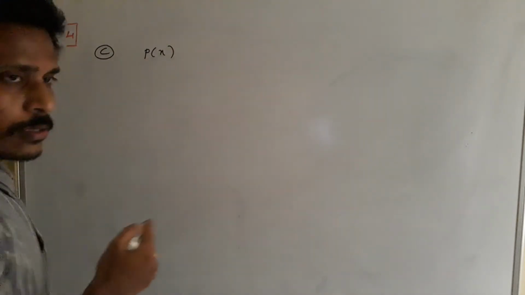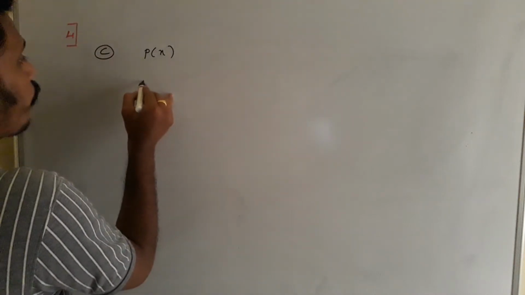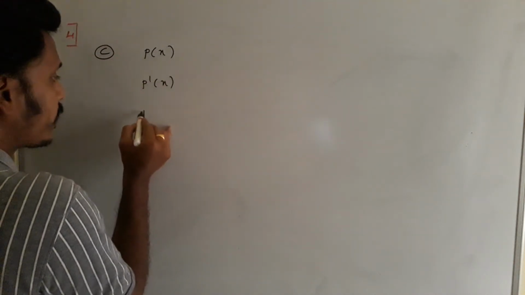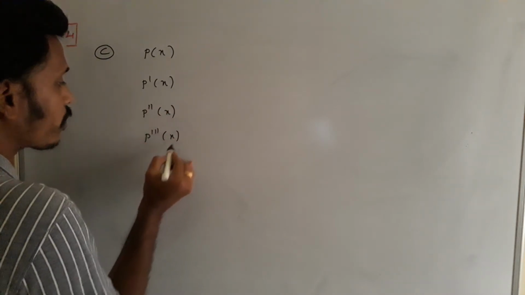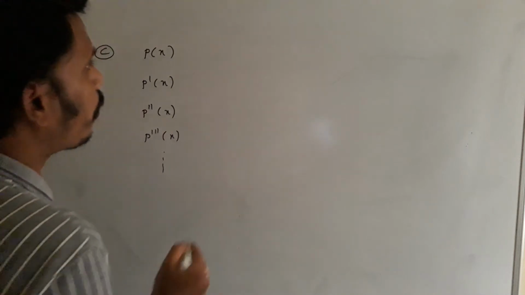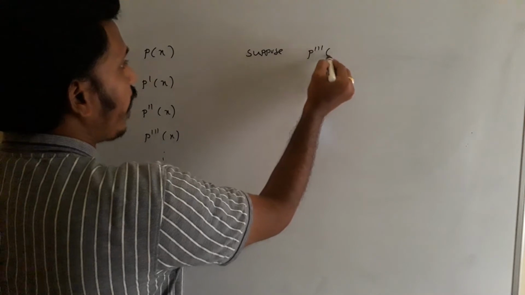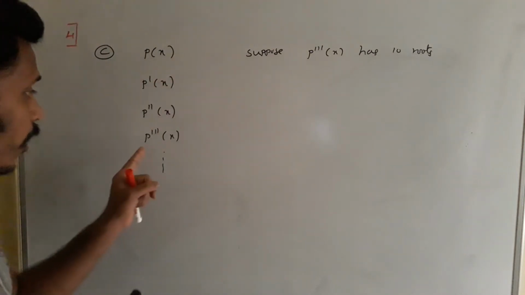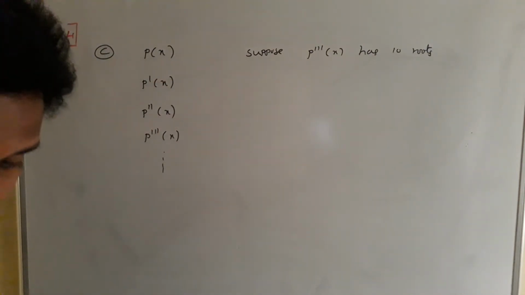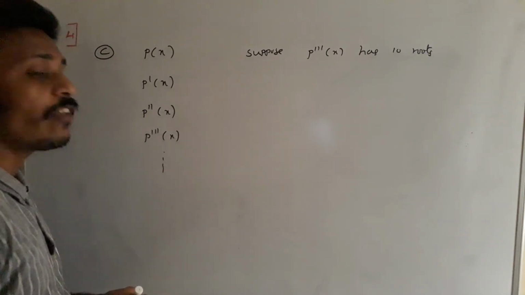Take a polynomial P of x which is obviously continuous and differentiable. Its first derivative is P dash of x, its second derivative is P double dash of x, its third derivative is P triple dash of x. Like that we continue. Suppose P triple dash of x has 10 roots. What does it mean? P triple dash of x is the derivative of P double dash of x.